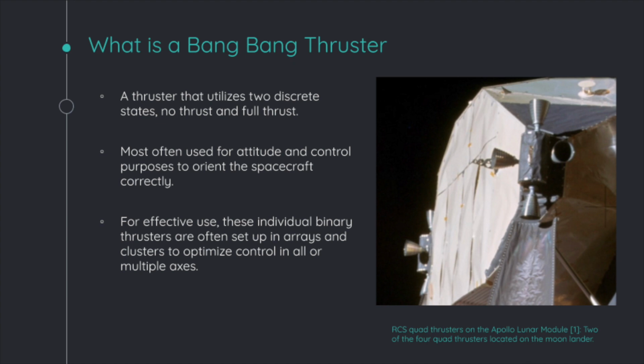To use bang bang thrusters effectively, they are set up in arrays and clusters to optimize control in all axes. On the right, you can see an example of bang bang thrusters. Those are two of the four RCS quad thrusters on the Apollo lunar module. They were used to manually orient the spacecraft upon landing on the moon.